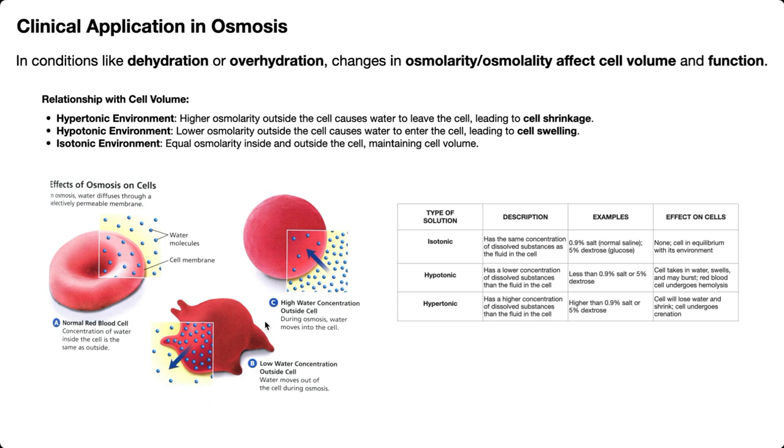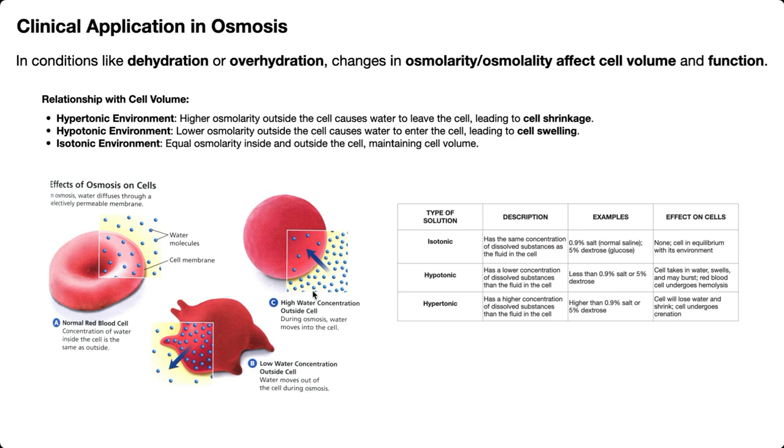So let's look at B here. What we're seeing here is we have low water concentration on the outside of the cell, high water concentration on the inside of the cell. In other words, low water concentration means that it's going to be high solute concentration on the outside and low solute concentration on the inside. And so if this is high solute concentration out here, we call this a hypertonic environment. In this case, the water is going to want to move from the inside of the cell to the outside environment. And when it does that, it's going to cause this red blood cell to shrink. Another term for that cell shrinkage is crenation.